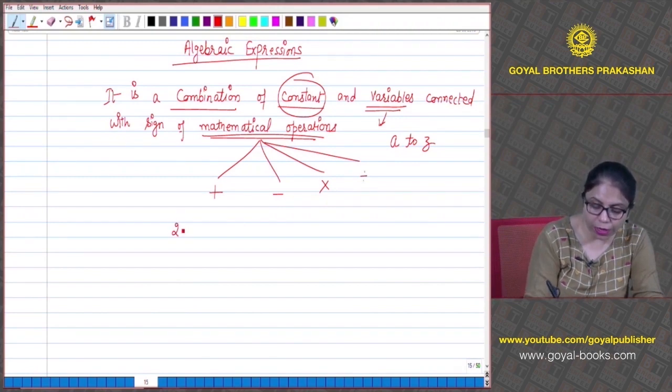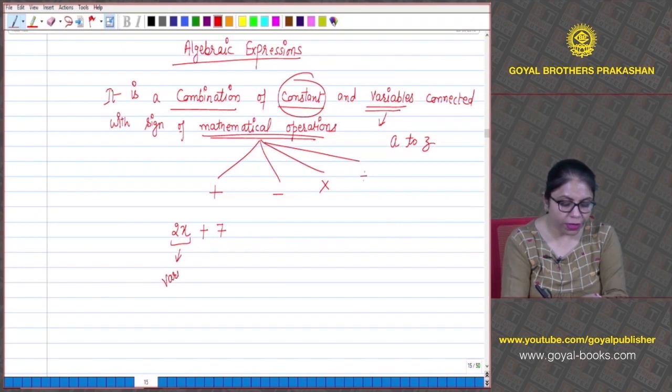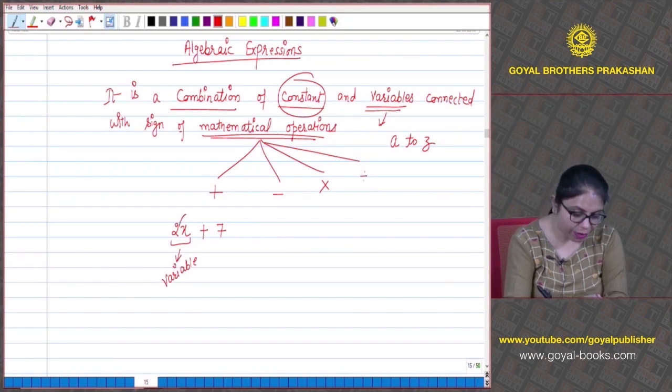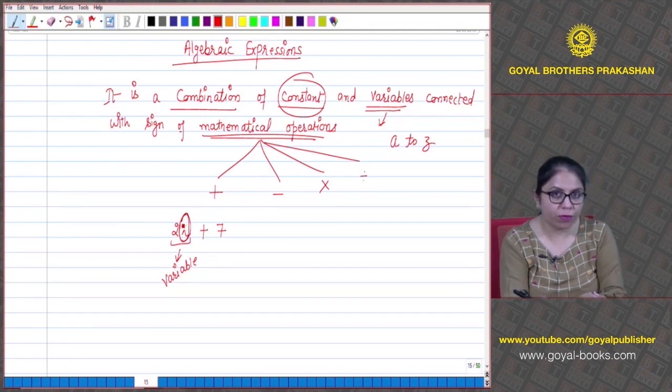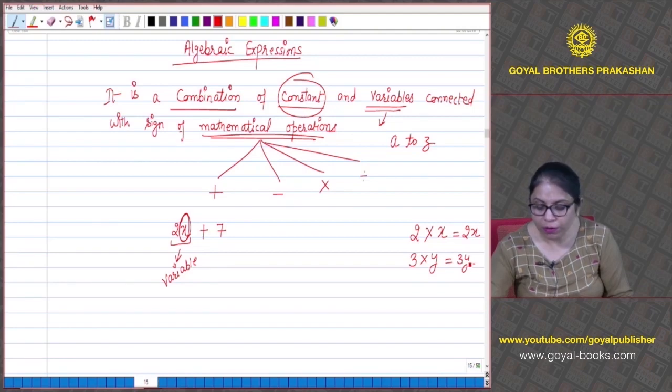Suppose I am writing 2x plus 7. Okay. So here 2x is what? This is variable. Variable is English alphabet from A to Z. Small alphabet, not the capital one. X here, x is what? Variable, and it is multiplied with 2. If we multiply 2 with x, then we get 2x. Okay. If we multiply 3 with y, we get 3y. So if I am writing 3y, then 3y means 3 multiplied by y.